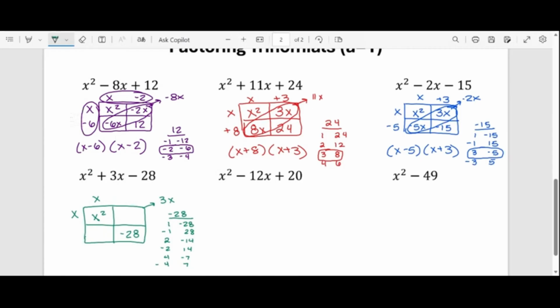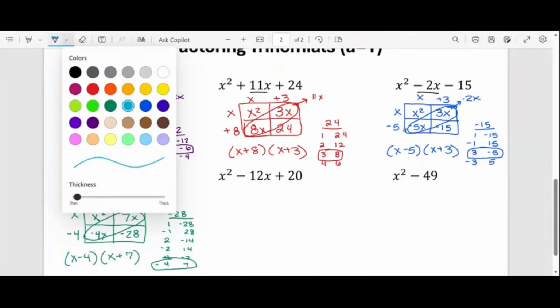So we need one of these pairs to add up to 3. And our -4 and our +7 is going to add up to 3. So I'll write a +7 and a -4. I'll have 7x here, -4x here. 7 minus 4 is a +3, and 7 times -4 is -28. So our factor is x minus 4, x plus 7.